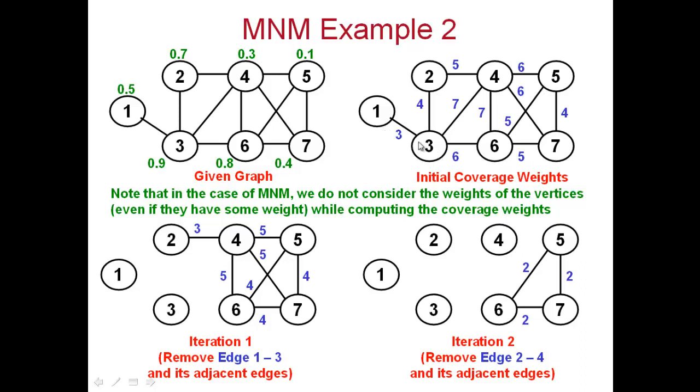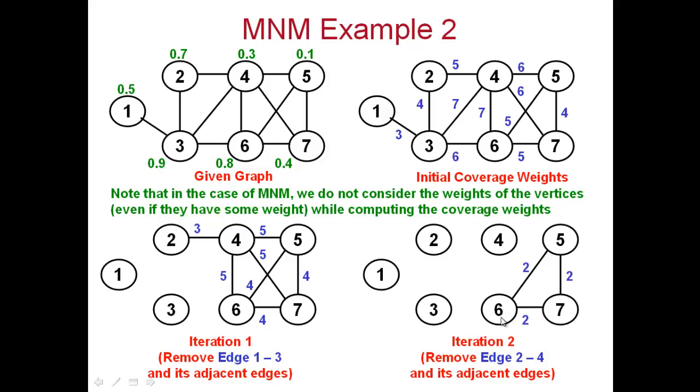So remove the edge 1, 3, or include the edge 1, 3 in the maximal node matching and remove its 3 adjacent edges, which are 3, 2, 3, 4 and 3, 6. So this is the modified graph. Again, find the coverage weights of the edges. 3 is the smallest coverage weight and the corresponding edge is 2, 4. So remove it and include it in the set of maximal node matching and remove its 3 adjacent edges.